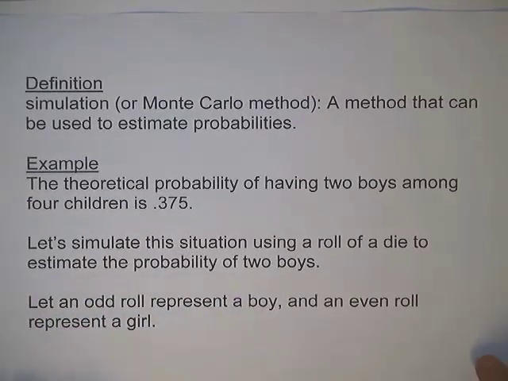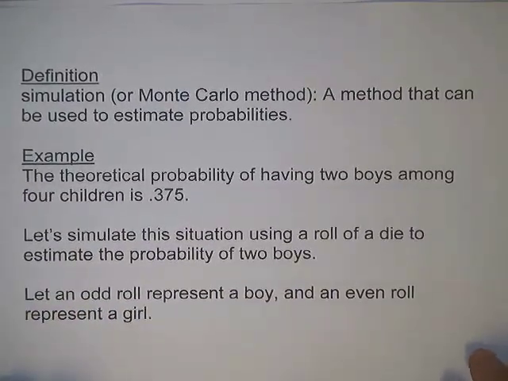So let's start with the definition of simulation. Simulation, also known as the Monte Carlo method, is a method that can be used to estimate probabilities. Alright, so let's take a look at an example and then we're actually going to use simulation to estimate a probability. So the theoretical probability of having two boys among four children is 0.375.